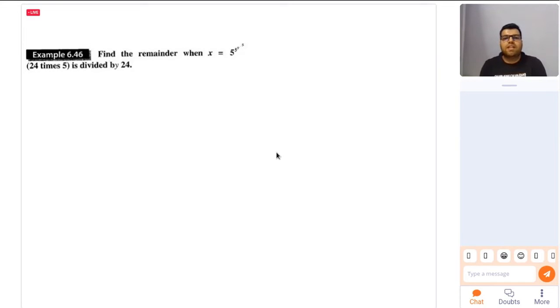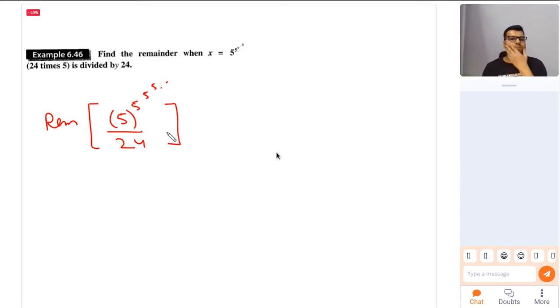Find the remainder. Last question from textbook, then we will be doing JEE main question. Find the remainder when x is equal to 5 raised to power 5 raised to power 5, 24 times 5, is divided by 24. Okay. So here it is, remainder of 5 to the power 5 to the power 5 to the power, and so on, with 24.